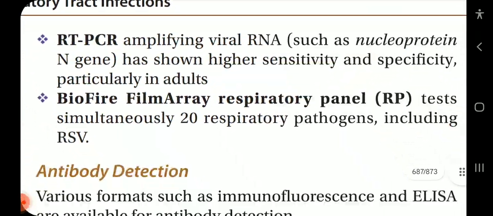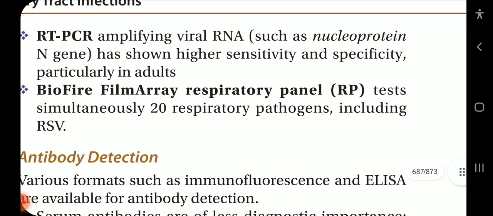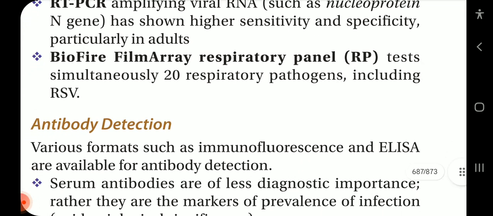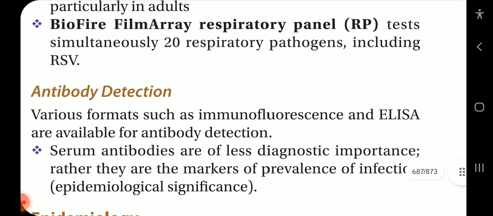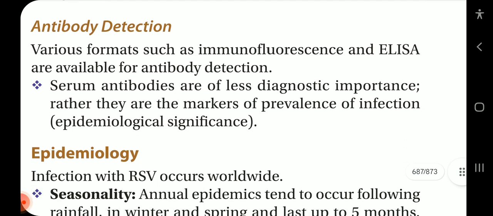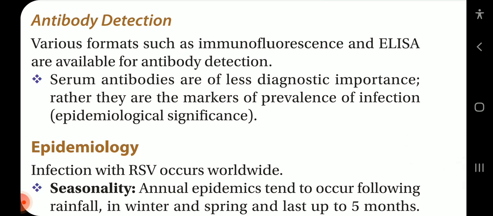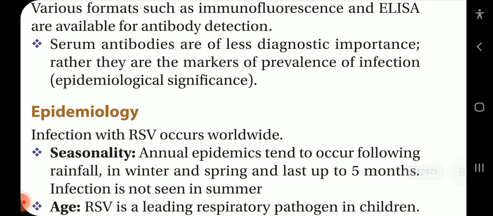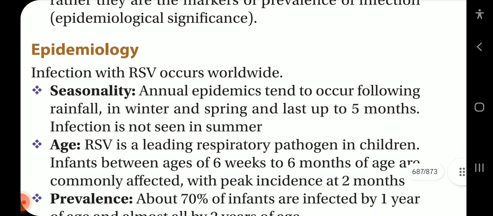Now, coming to RT-PCR, amplifying viral RNA such as nucleoprotein and gene has shown higher sensitivity and specificity, particularly in adults. The Biofire FilmArray respiratory panel test simultaneously detects 20 respiratory pathogens, including RSV. Antibody detection: various formats such as immunofluorescence and ELISA are available. Serum antibodies are of less diagnostic importance; rather, they are markers of prevalence of infection. Epidemiological significance is there.